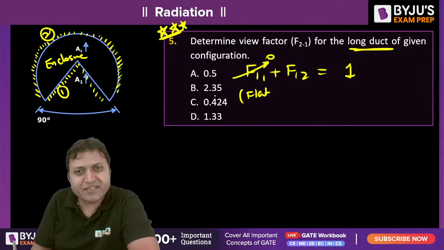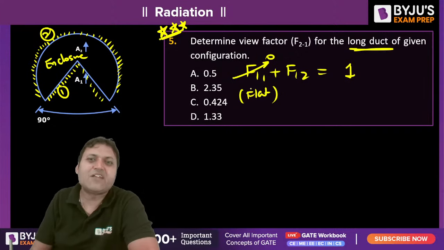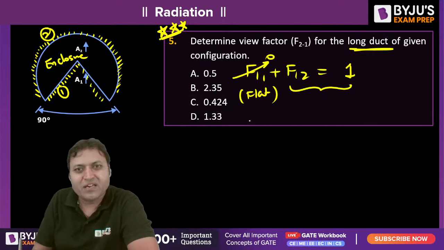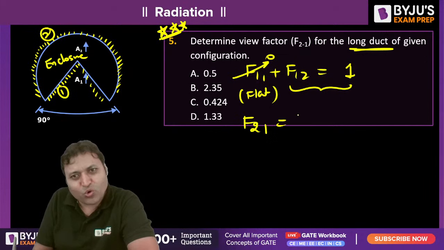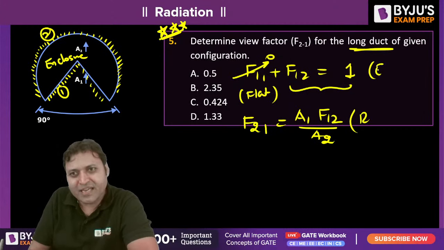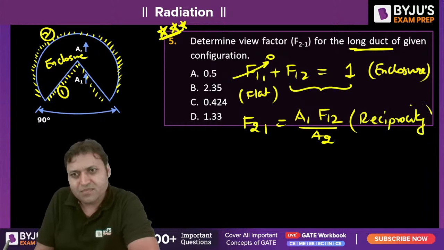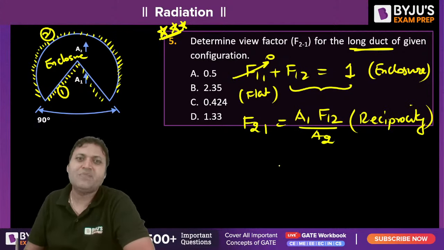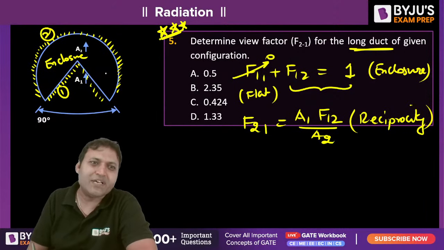They are flat surfaces. That is why the self shape factor is 0. So F11 is 1. If we want F2 then it will be A1 F1 upon A2. That is the reciprocity theorem. This is the enclosure theorem. This is reciprocity. Enclosure theorem, reciprocity theorem. Now we need A1 and A2.